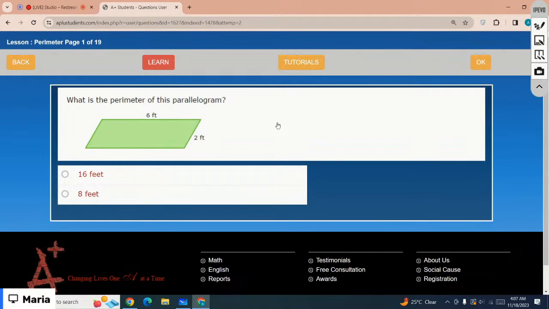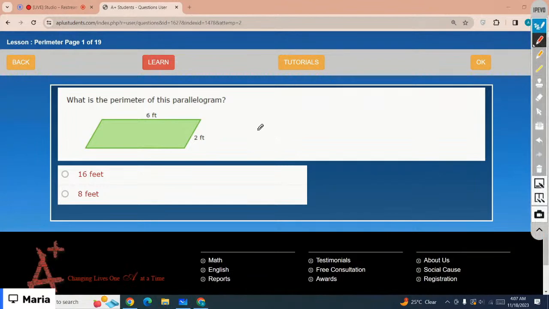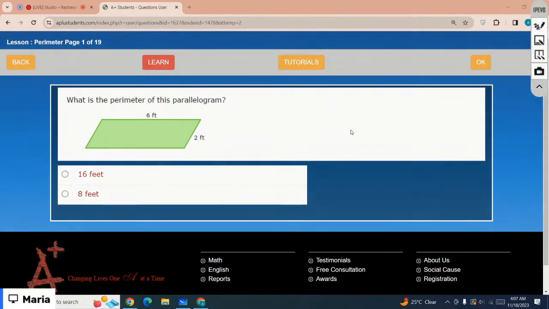What is the perimeter of the parallelogram? Whenever you have to calculate the perimeter, you have to add all the side lengths, right? So you need to add 12, 13, 14, 15, 16. Yes, the correct option is 16 feet. Option number 1 is the correct option. The correct option is 16 feet.